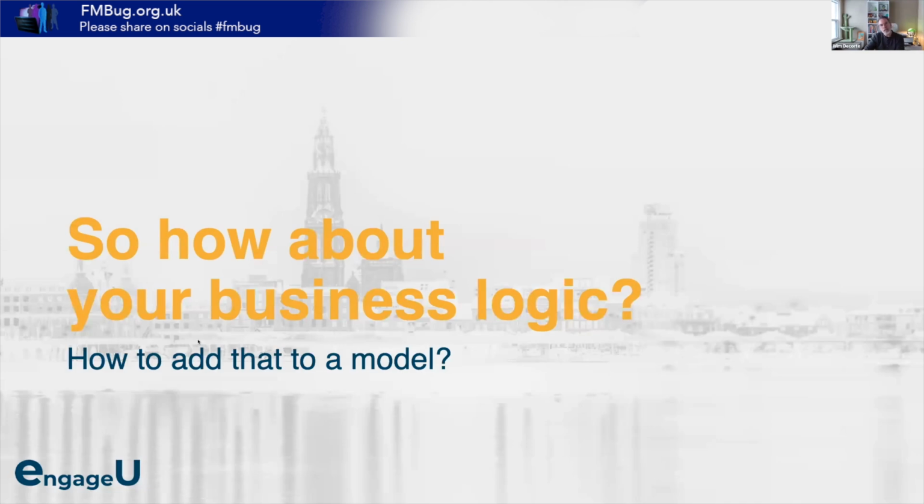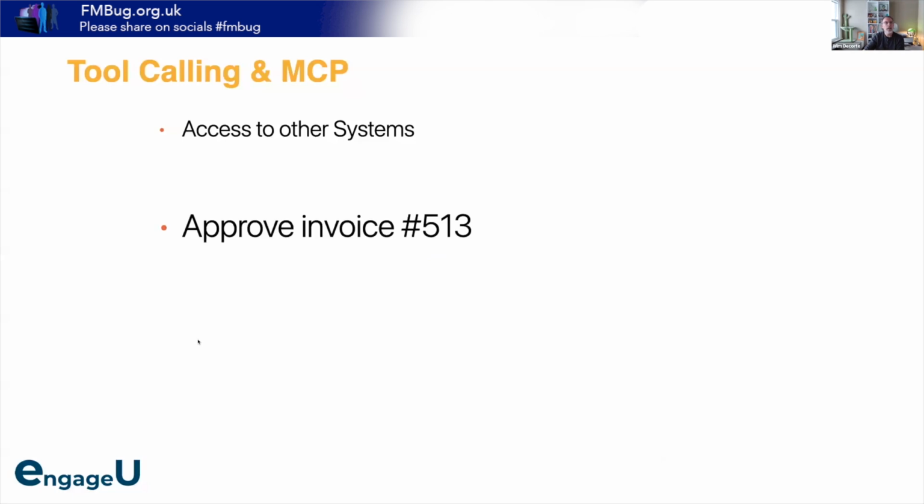So I mentioned it's not just about data, it's also about the business logic. So now I can do something like this. It's not just about find me my open invoices, but maybe I can now create an AI-enabled or assisted workflow that can help me approve invoices. So I can do that too. So how does that work?